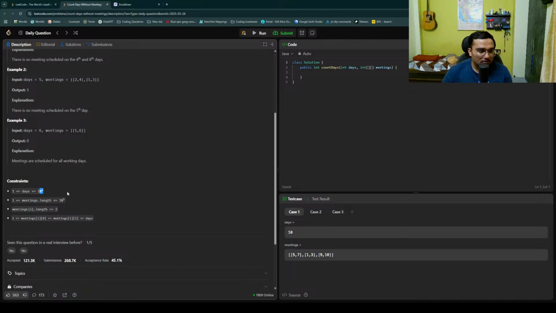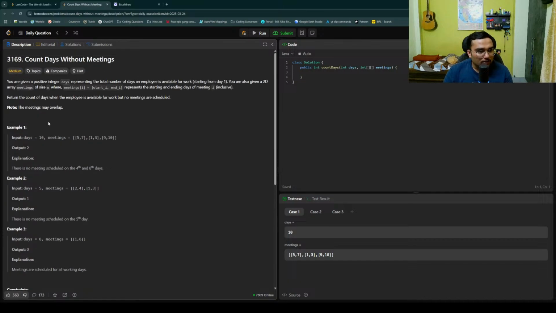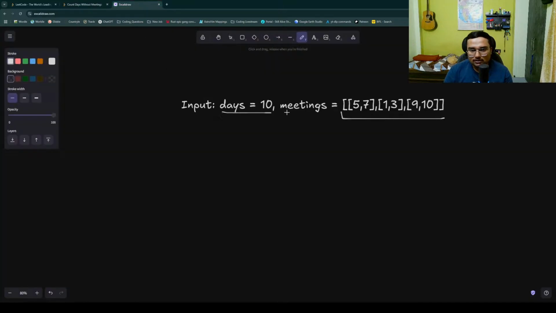Days can be 10 to the power of 9, meetings can be 10 to the power of 5, meetings[i].length is 2. What do we need to return? Return the count of days when the employee is available for work but no meetings are scheduled. So first of all, sort these based on starting point, like the starting time of that meeting.